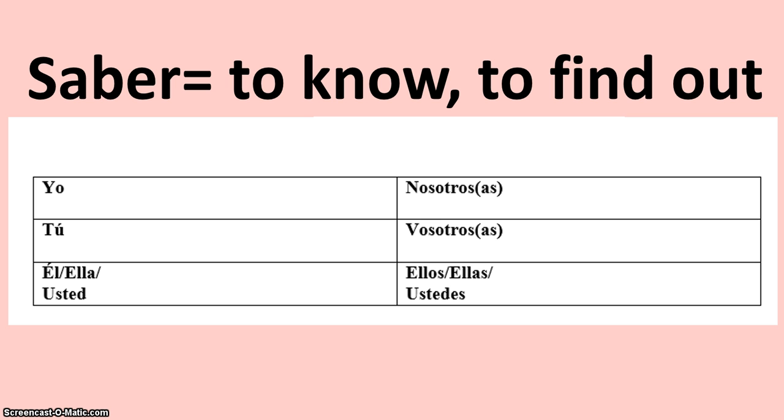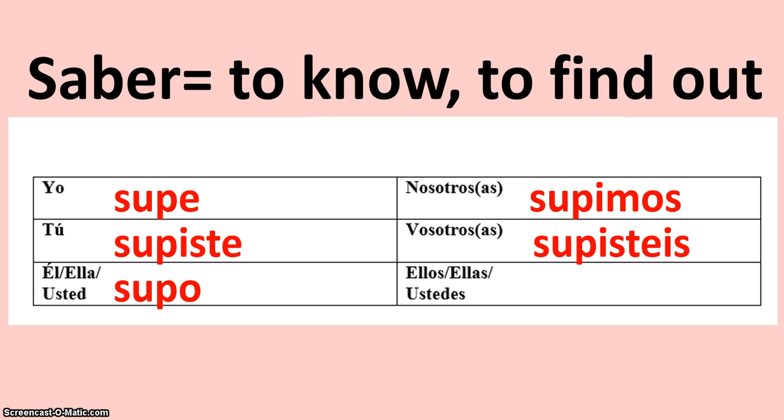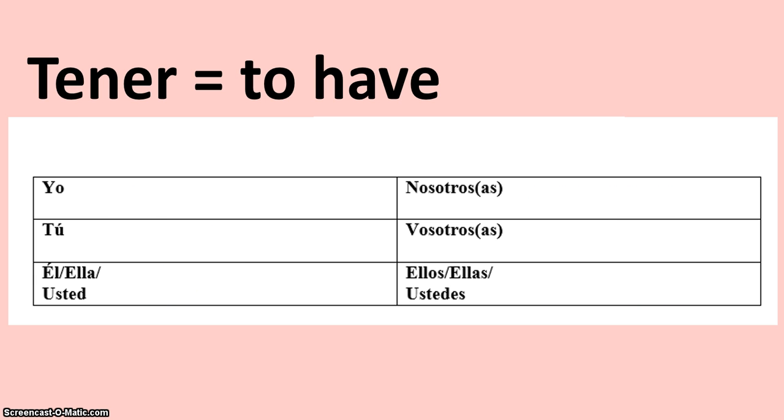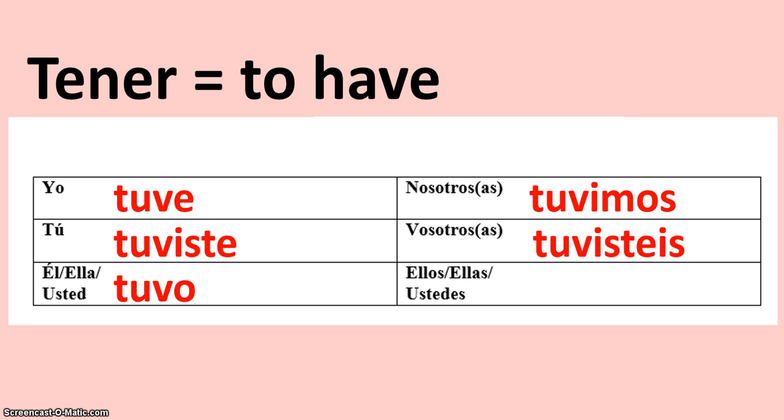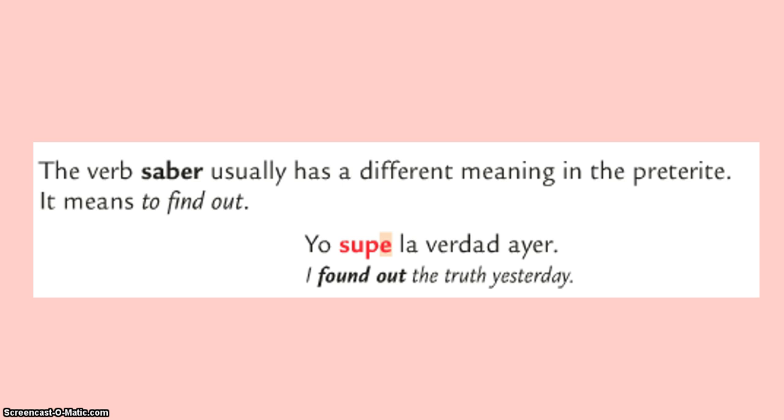Saber, which in the present tense means to know, we're going to learn about in a second that in the preterite tense it can mean to find out. Yo supe, tú supiste, él ella usted supo, nosotros nosotras supimos, y ellos ellas ustedes supieron. Finalmente we have tener, significa to have. Yo tuve, tú tuviste, él ella usted tuvo, nosotros nosotras tuvimos, y ellos ellas ustedes tuvieron. Please note that although these 5 verbs have irregular stems, again, none of the endings have accents.